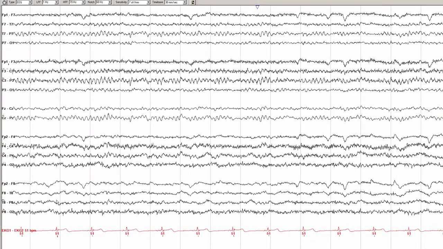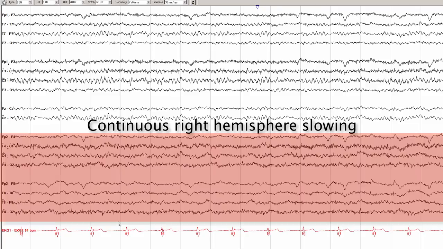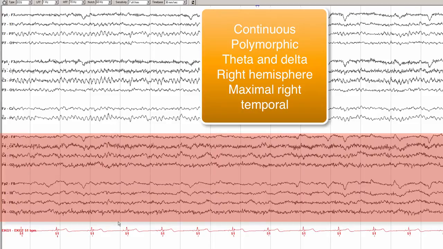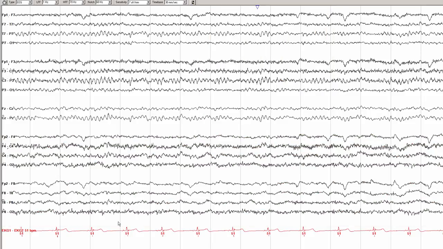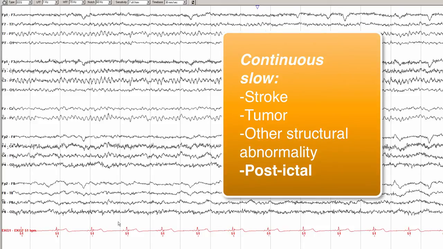If we continue across the page, comparing left to right, we can see that rather than being intermittent, as with the last recording, this slowing is continuous. Therefore, we would conclude that this patient has continuous polymorphic theta and delta activity in the right hemisphere, maximal in the right temporal region. This suggests more significant focal cerebral dysfunction and can be seen in clinical scenarios such as a focal structural abnormality like stroke or tumor, or postictally. It is important to remember that focal polymorphic delta activity could represent a postictal phenomenon.